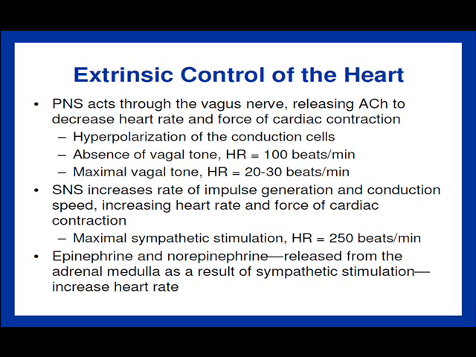If there's an absence of vagal tone, the heart rate is set around about 100 beats a minute, which means that that pacemaker cell is sending out impulses about 100 beats per minute. So that's what it means by in the absence of vagal tone. With maximal vagal tone, that heart rate can come right down to 20 to 30 beats per minute. Conversely, the sympathetics increase the rate of impulse generation and conduction speed. So therefore it's going to increase heart rate and force of contraction. We go as much as 250 beats per minute in some cases.